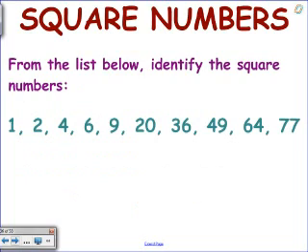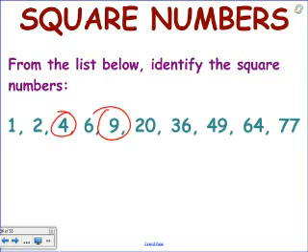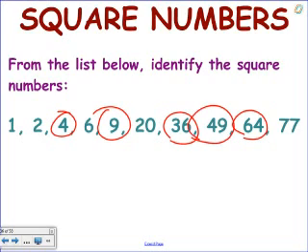Okay. So we need to be able to identify square numbers. In my list of numbers here, which are my square numbers? 4, 9, 64, 36, 49. I think.